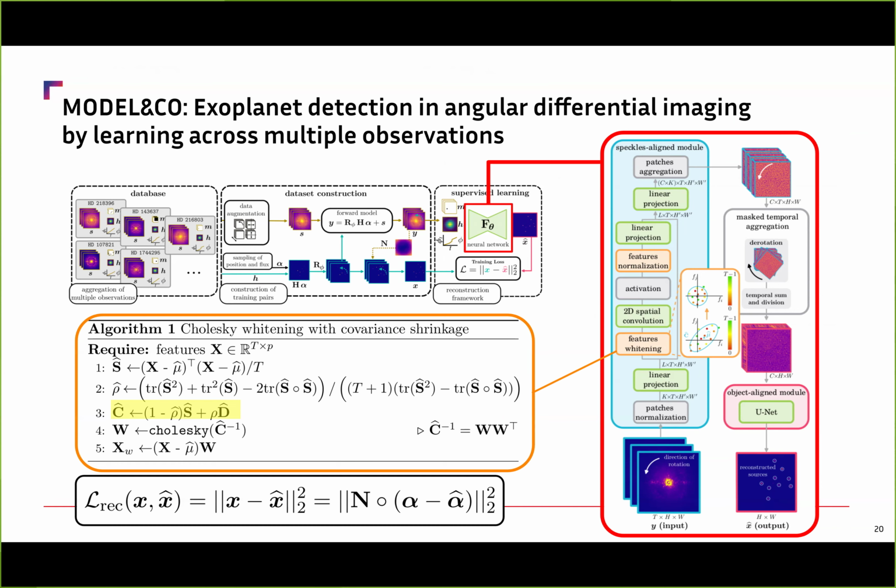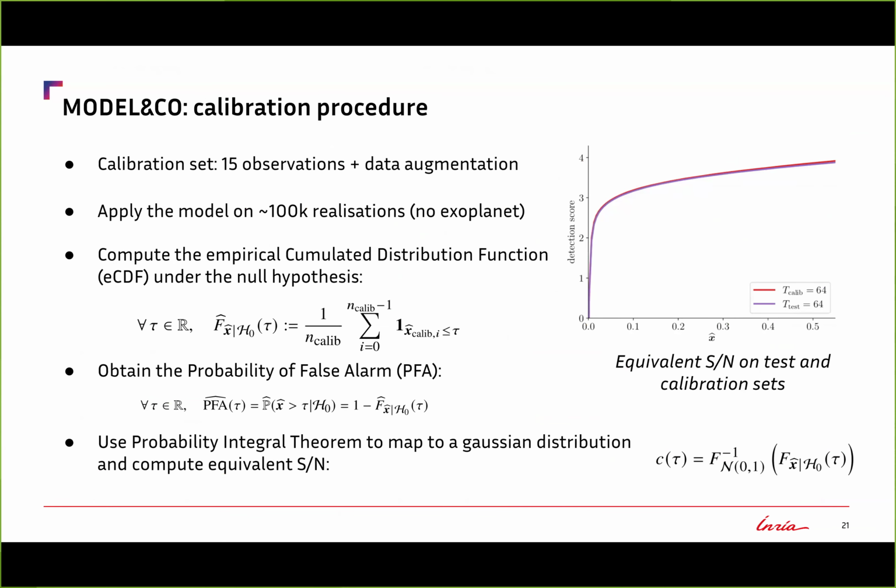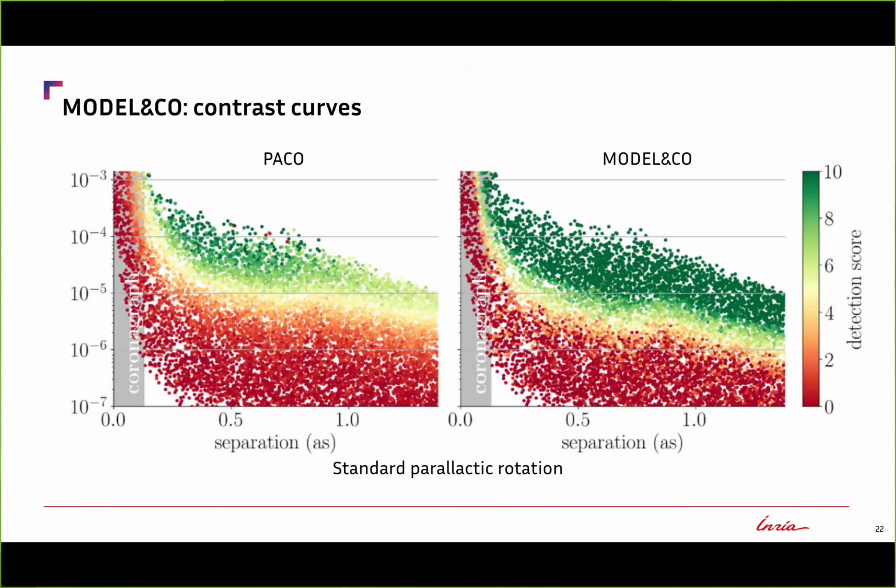We also added a calibration procedure, because one issue that we had with DPACO is that the probabilities output by the neural network were not calibrated. So here we do that a bit more cleanly. I won't go into the detail, but I can explain it later. And now we can see some results.